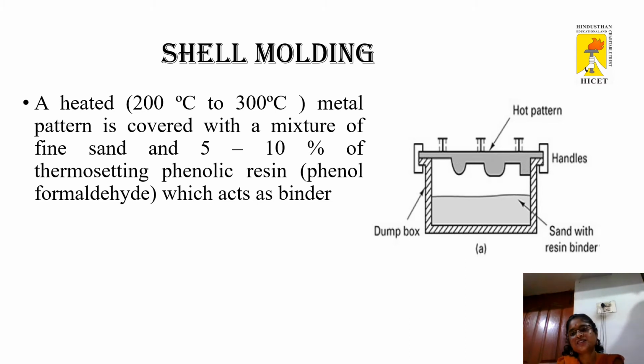This is the first step which I showed you in the previous slide. Here you can see a heated pattern. This pattern will be heated to 200 to 300 degrees Celsius, with a mixture of fine sand. We also have a resin, which is a thermosetting phenolic resin that also acts as a binder, so sand with the resin binder. Inside the dump box we have already combined these together.